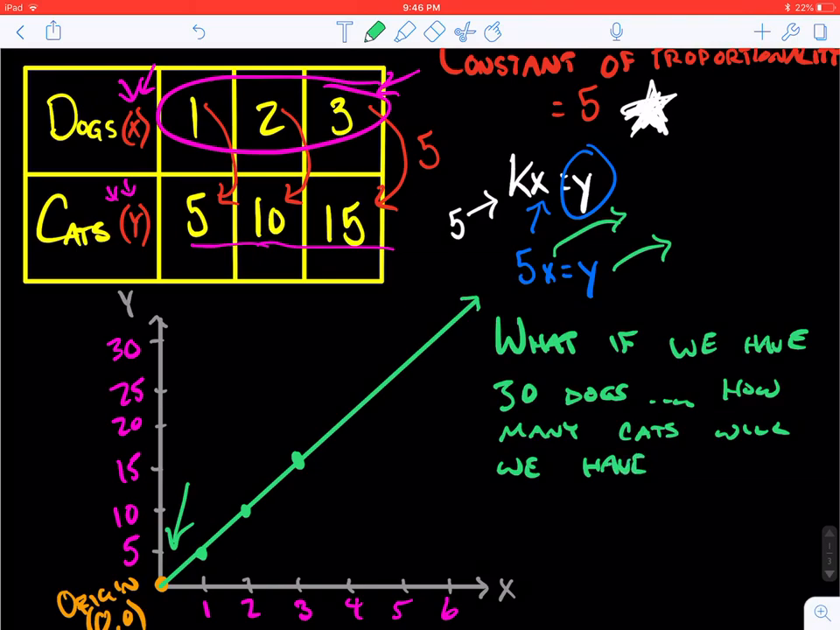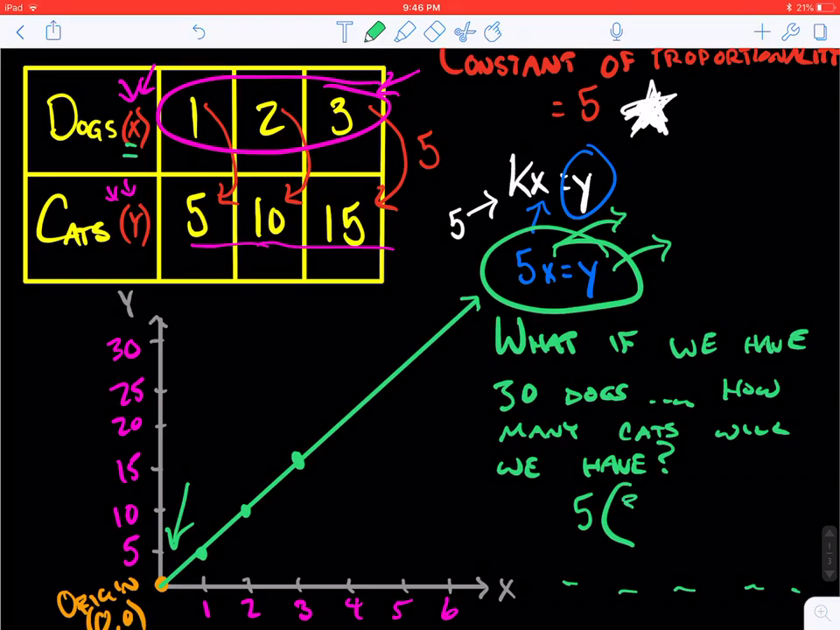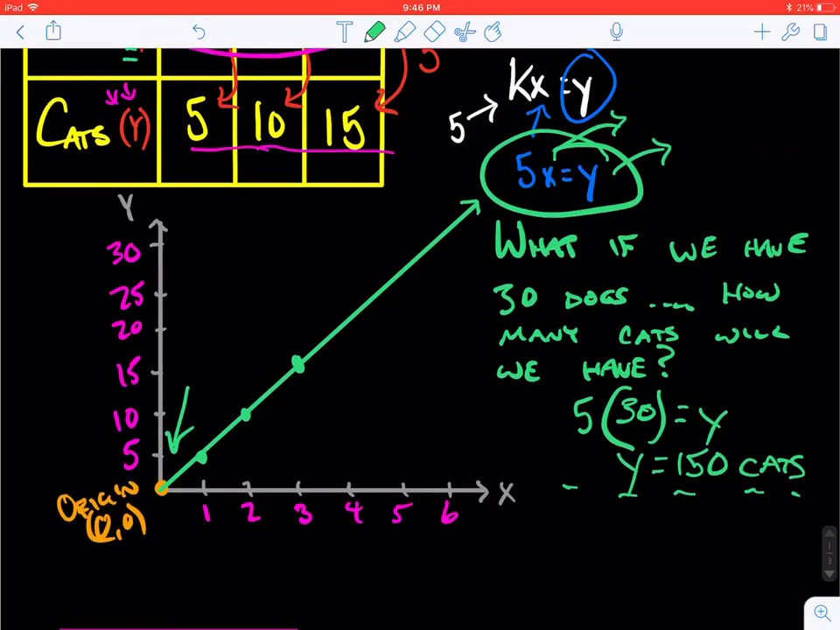Okay, so sure, I guess I could go through and make this graph way bigger, but it seems a lot easier to me that, hey, we have the dog amount, and we have this equation. Anything that's proportional and means the same thing, just changes size, I can plug those values in. So I know that I have 30 dogs, and that's the value of x. So 5 times 30 is going to tell me y number of cats. So I know for 30 dogs, I have y equals 150 cats.